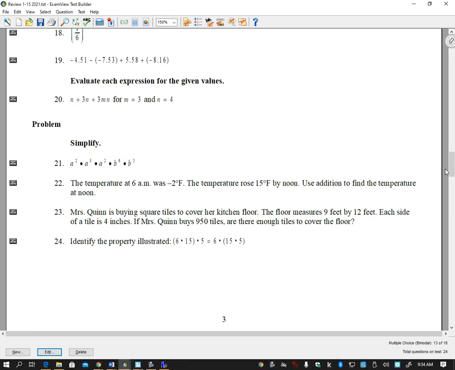Okay. 22, another temperature question. The temperature at 6 a.m. was negative 2 degrees Fahrenheit. The temperature rose to 15 degrees Fahrenheit. Use addition to find the temperature at noon. Notice that it's only saying that it rose 15 degrees, right?